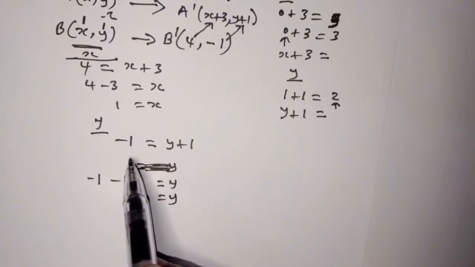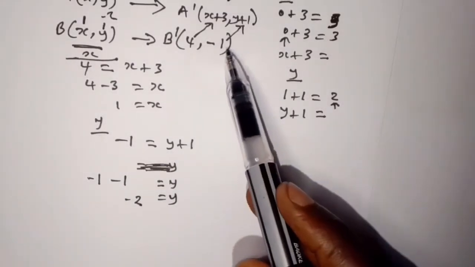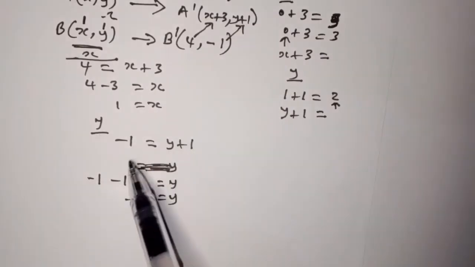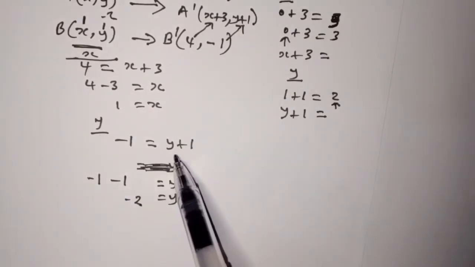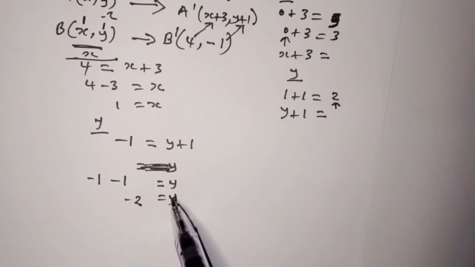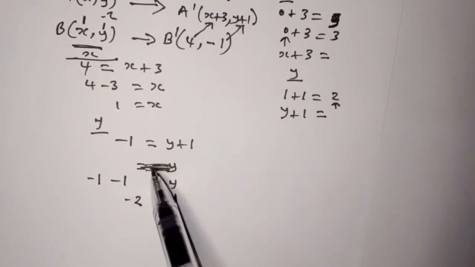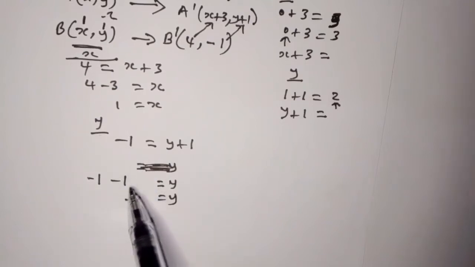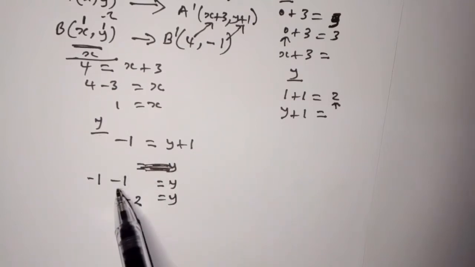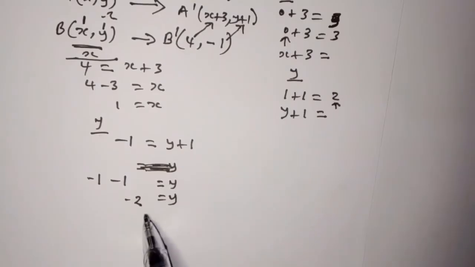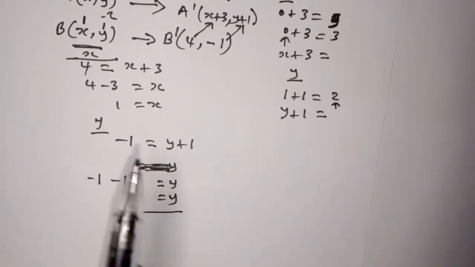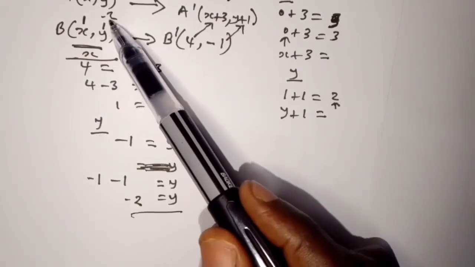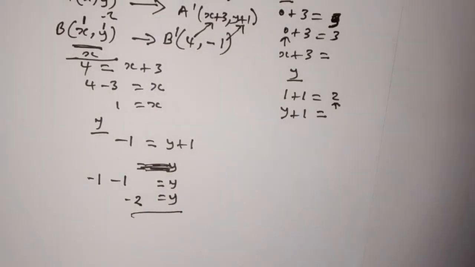For y we say that negative 1 is equal to y plus 1. Then now we bring positive 1 this other side. Y is equal to negative 1 minus 1. Y is equal to negative 2. So our coordinate here will be y is negative 2, x is 1.